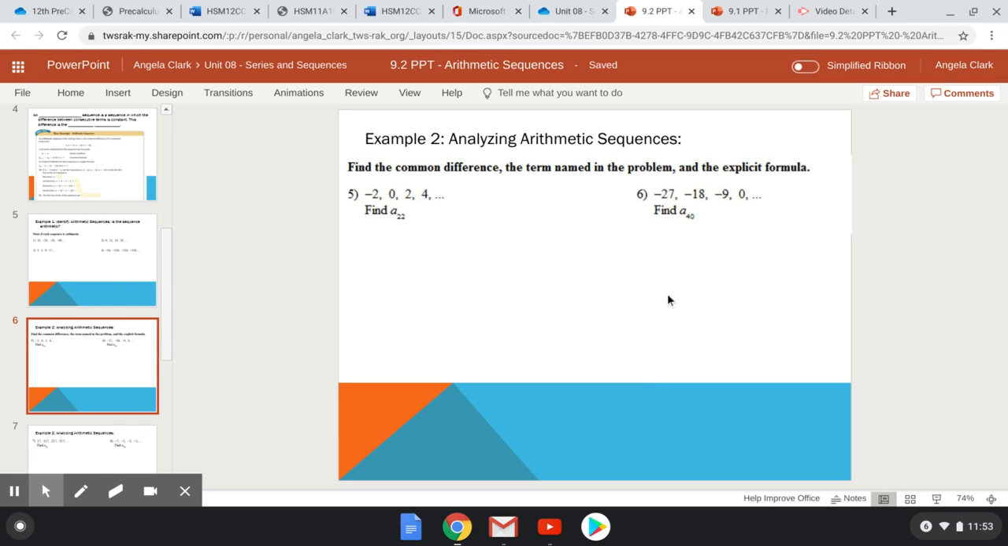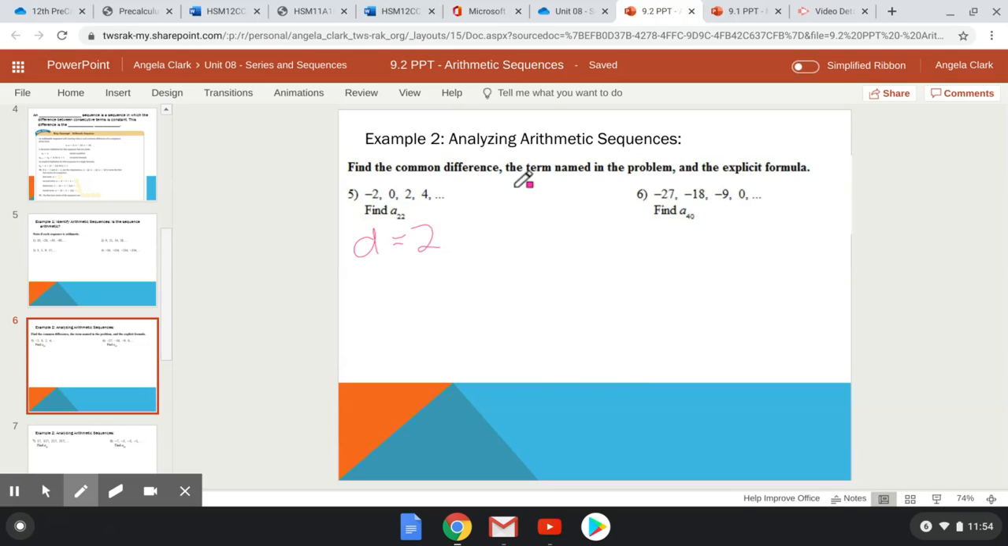9.2 part 3. In this video, we're going to find the common difference, the term named in the problem, and the explicit formula for these two examples. So first thing we need to find is the common difference. So that's D in the terminology we've been using. So that's however much we're adding or subtracting each time. So if we look at this one, we can see that we're adding 2 here, adding 2, adding 2. So we're adding 2 each time, so D equals 2. That's our common difference.